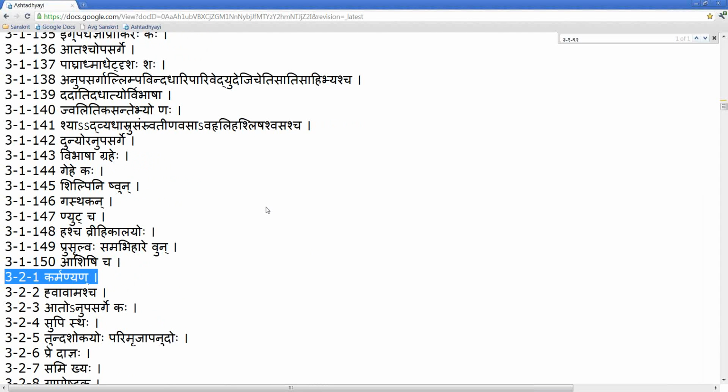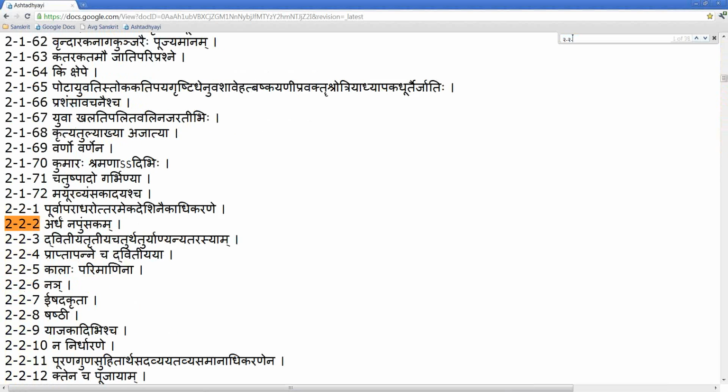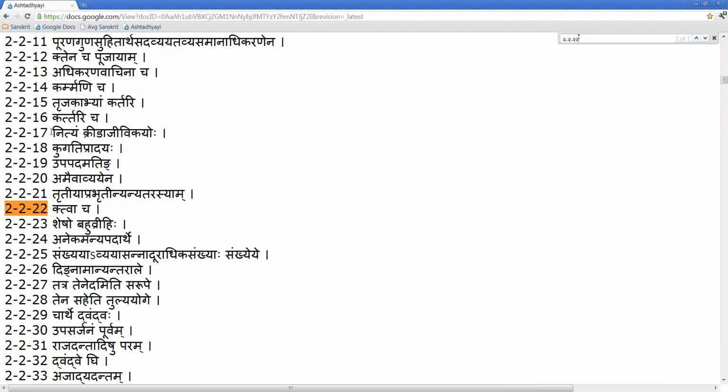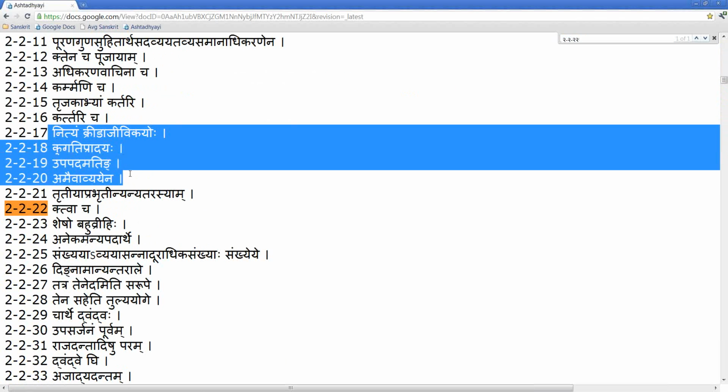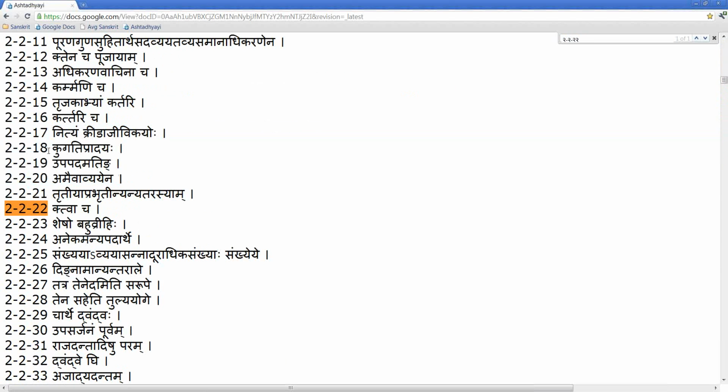If it's a sapada samasaha, you have like dehabrut, which comes in the Gita, right? Deham vibharti iti dehabrut, and so on. Anyway, that's not today's topic, but I do want to mention that at the end of this Tatpurusha section, which of course ends in 2-2-2-2, this Nitya Samasa goes up to 2-2-20, and these two rules are very important: 2-2-18 Kugati Pradeha and 2-2-19 Upapadam Ating.